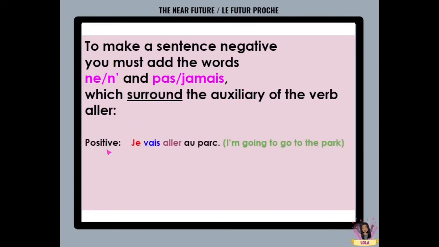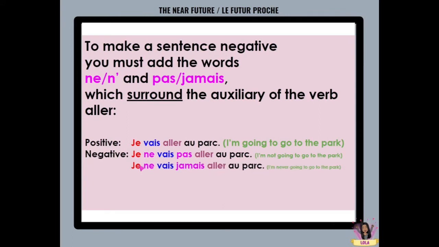So in the positive sense, we say je vais aller au parc, just like we just did. And then to make it negative, we're going to say je ne vais pas aller au parc. So the ne goes before the auxiliary of the verb aller, and the pas goes after it. And je ne vais jamais aller au parc. So I've just used the word jamais here, which means never. I'm never going to go to the park.